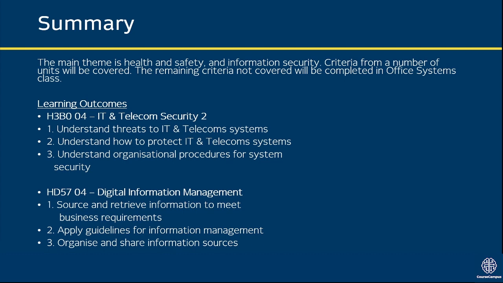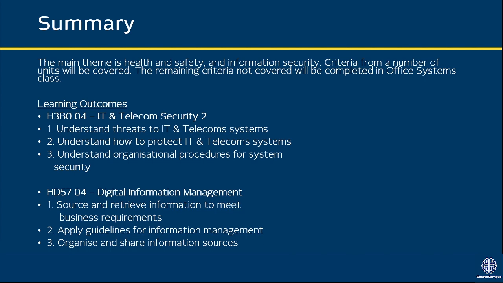You're going to be doing criteria from 2 units, and I'm going to cover off the learning outcomes for those units. You're not going to be doing all of them, you're just going to be doing the points that we're going to cover during this video. So the first one is H3B004, which is IT and Telecom Security 2. There are 3 learning outcomes for that unit: understand threats to IT and telecom systems; learning outcome 2 is understand how to protect IT systems; and outcome 3 is understand organisational procedures for system security.